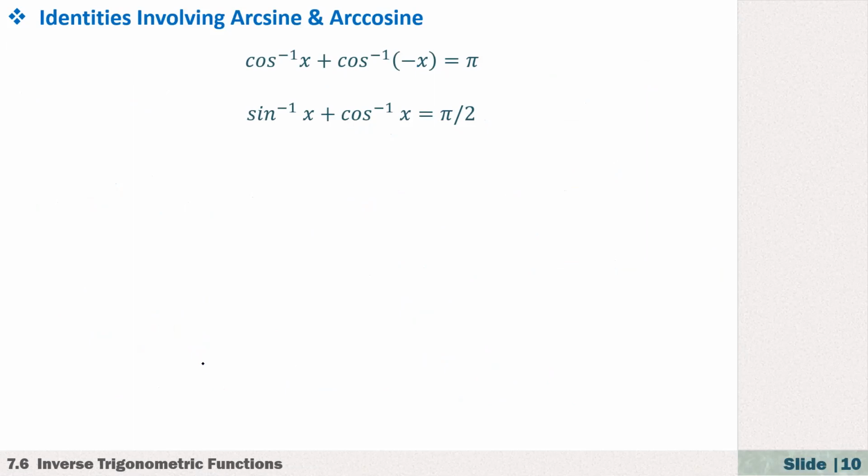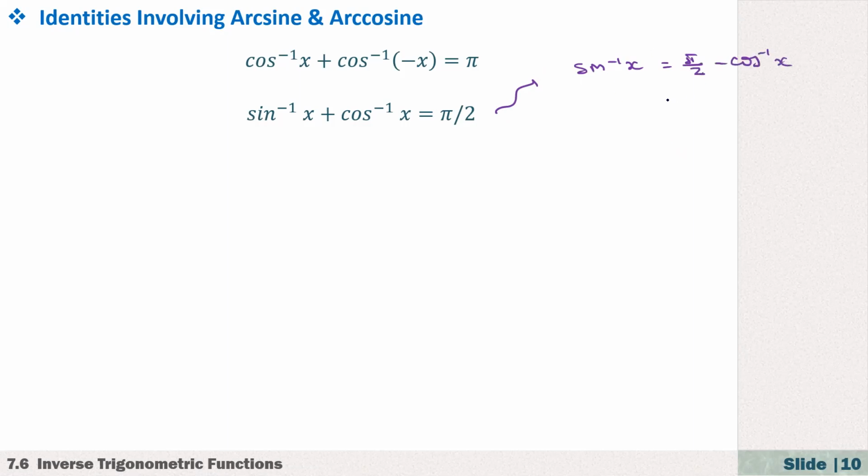Okay, identities involving arcsine and arccosine. These identities are important because they make our work much shorter, especially if you're going to find, for example, the integrals. Let's say the second one, for example, sine inverse of x plus cosine inverse of x, that's equal to pi over 2, right? So now if you just take from here, I can just write sine inverse of x is equal to pi over 2 minus cosine inverse of x, right?